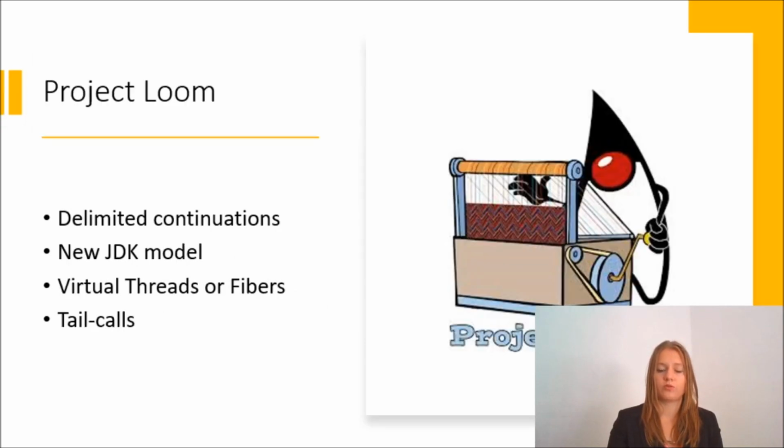So, Project Loom is an attempt by the OpenJDK community with a goal to integrate a lightweight concurrency construct into Java. The key concepts introduced by Project Loom are continuations, fibers, and tail call eliminations, integrated into native JVM construct. With their new implementation of the JDK, Project Loom presents a concrete implementation of structured concurrency in Java.